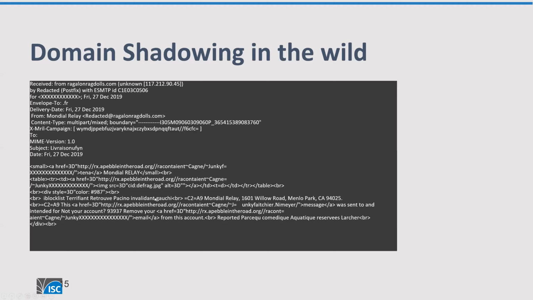And what this is serving up is information that's trying to not only just phish, but we also found in some cases that they were attaching malware to this as well. So essentially what they're doing is they're using this subdomain to be able to exploit Mondial Relay and try and get people to fall for the phishing that they're trying to send out.